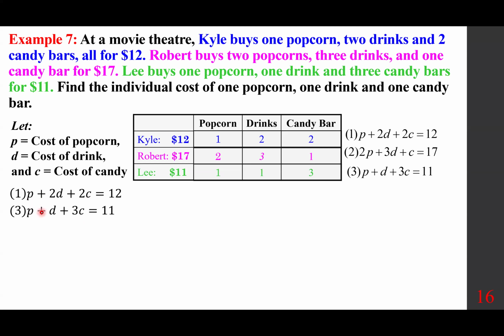So if I multiply one of them, for example, this one by -1, I get minus P, minus D, minus 3C equals minus 11, and the first one doesn't change. So when we put them together, these two cancel each other. These two add up to D, these two add up to minus C, these two add up to positive 1. We call it equation number 4.